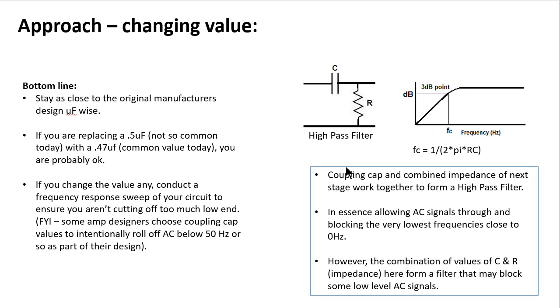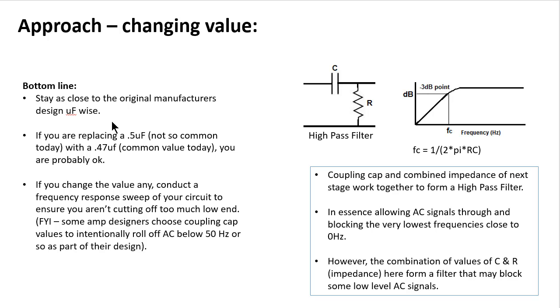I guess my point in showing you all this is, if you want to get into changing the values of coupling caps and potentially changing the tone of your circuit, you would need to get into this type of mathematics and start to understand which frequencies you are trying to cut off and which frequencies you are trying to allow through. And that's why we're not going to get into that. The bottom line here is I'm saying we need to stay as close to the original manufacturer design microfarad-wise as possible. That's not always practical though.